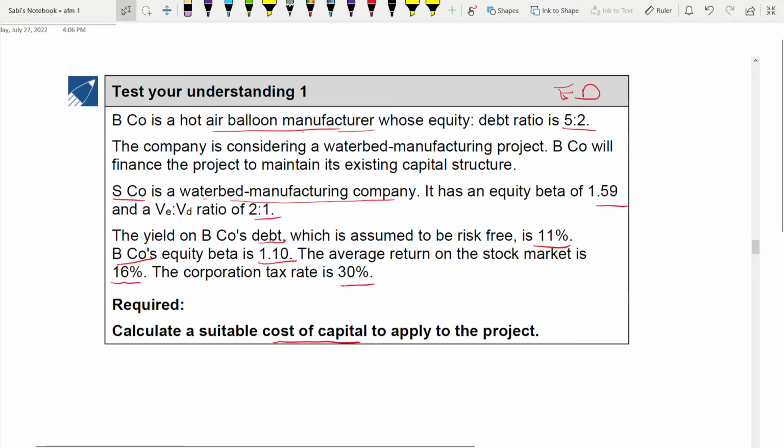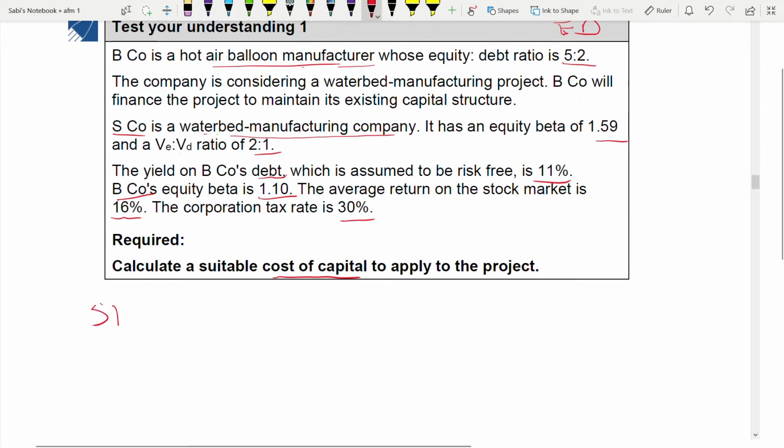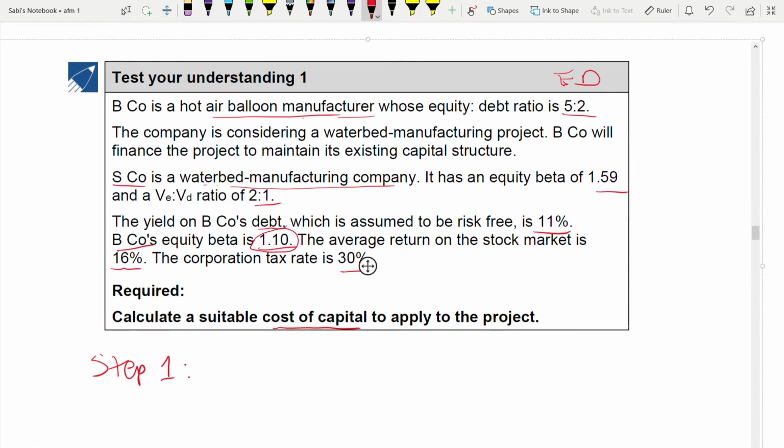Now tell me, how do you start? You know your step one? What is step one? Use an appropriate company's equity beta. So in this case, don't go and use this 1.1 thinking that 1.1 is already given for B company, so we'll use it. No. You have to adjust it. You have to take a similar appropriate company's equity beta, which is 1.59 in this case.